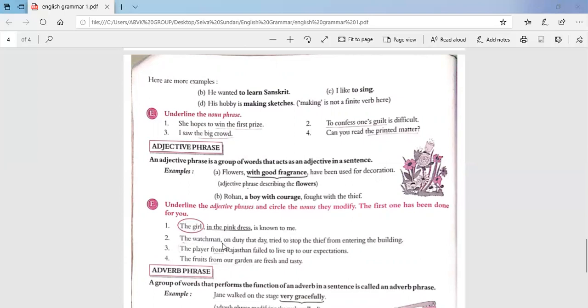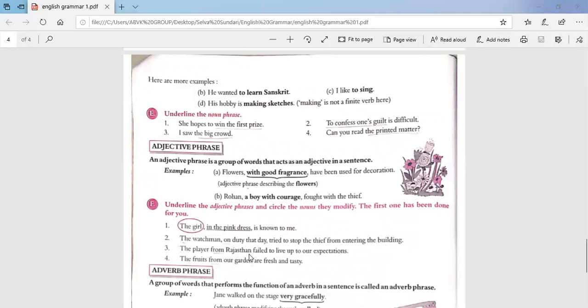The watchman on duty that day tried to stop the thief from entering the building. So the watchman is the noun. And what was he doing? He was on duty that day. That is an adjective phrase. He tried to stop the thief from entering the building.